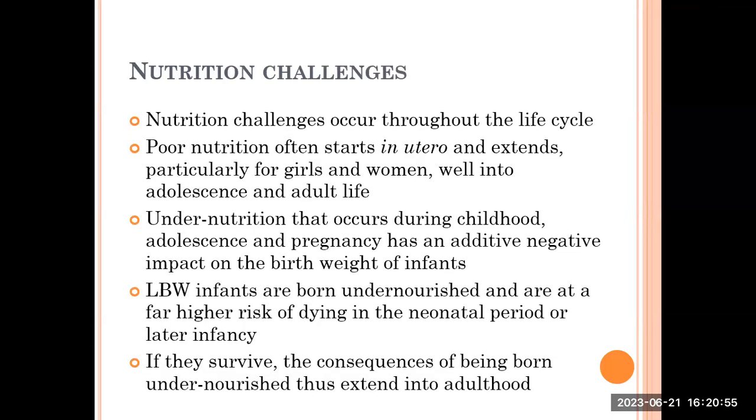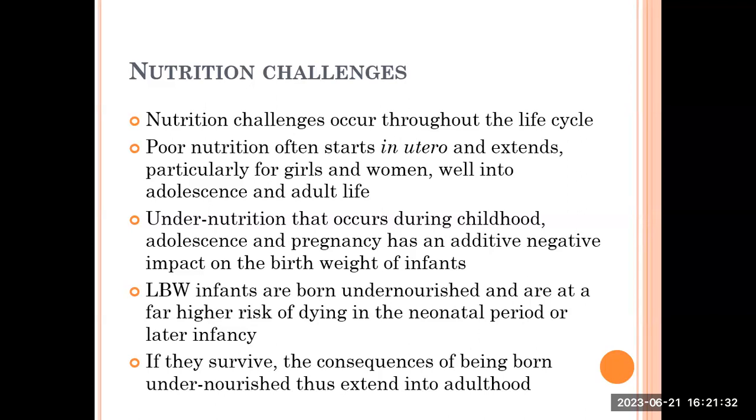All right. Now, there are a few statements that will serve as a prelude to this topic. Like I said, nutritional requirements. Now, there are challenges, or what we call nutritional challenges, which occur throughout the life cycle. There are nutritional challenges from conception or pregnancy right down to old age, the aged, and even before you die.